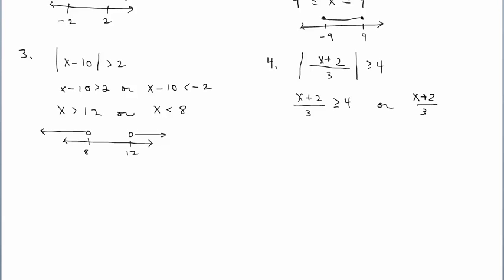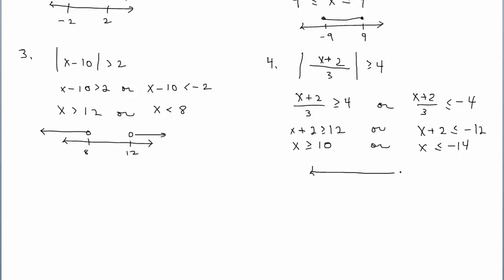x plus 2 divided by 3 must be less than or equal to negative 4. Now let's clear the fractions, multiply everything by 3, so x plus 2 is greater than or equal to 12. Subtract 2, x must be a number greater than or equal to 10. Let's come over here and finish our work. Multiply by 3. Subtract a 2. And again, that's or.